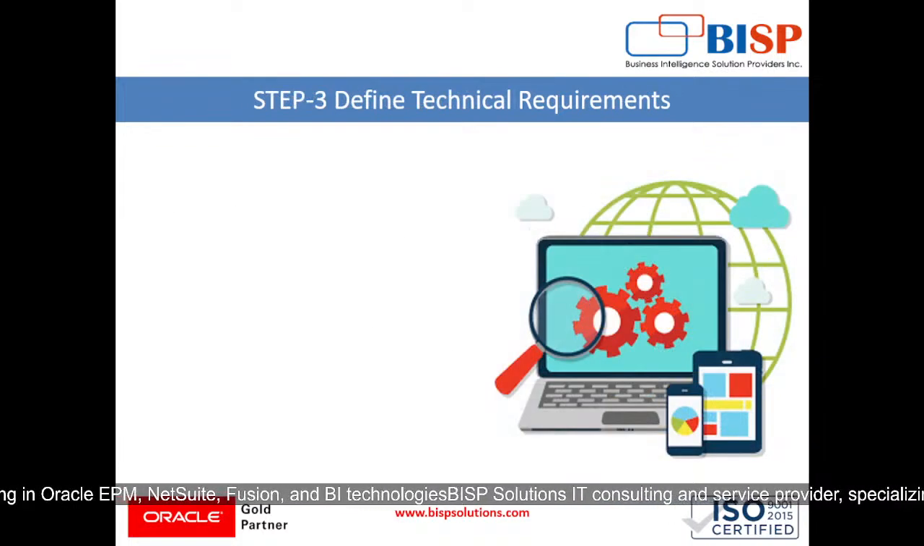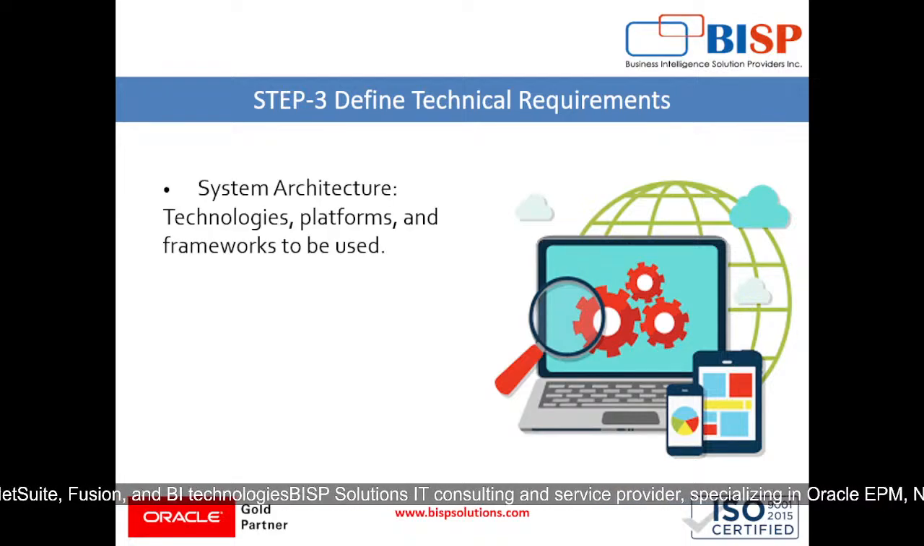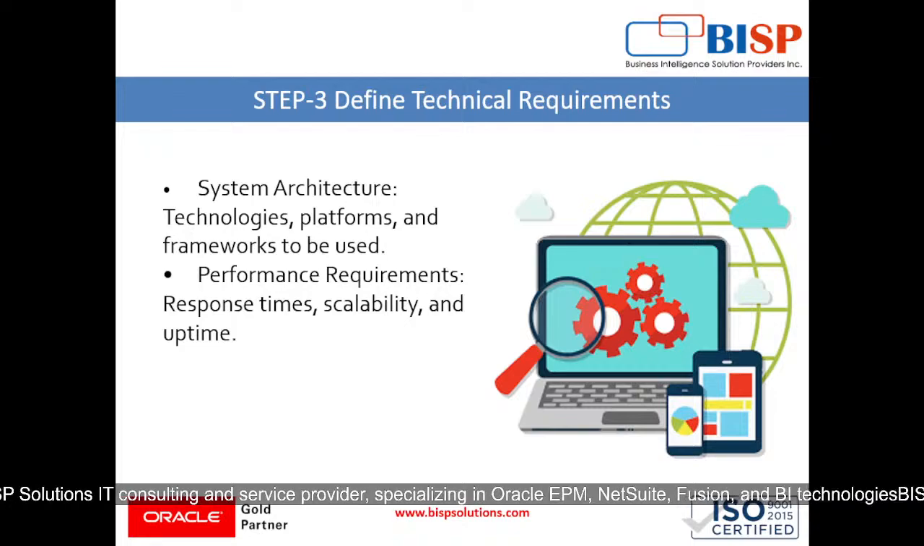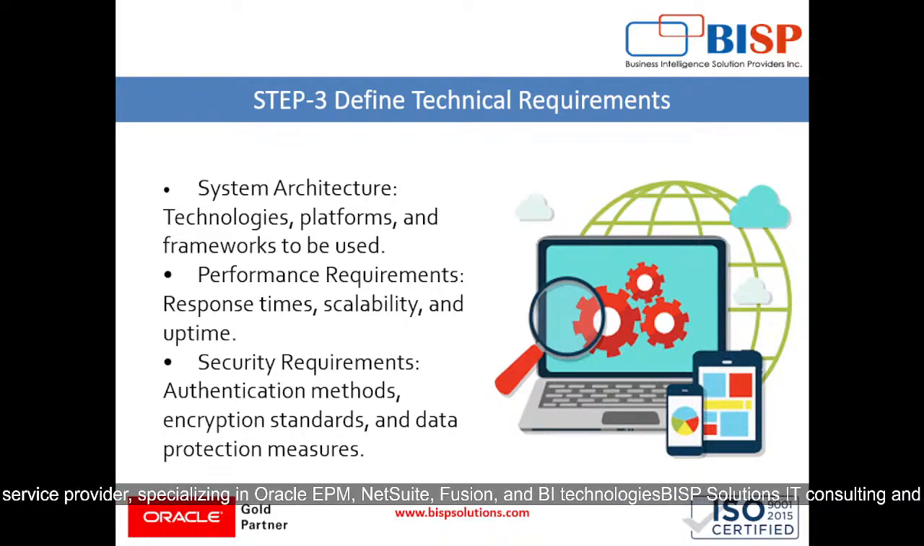Then step 3 is defining technical requirements, which describe how the system will achieve the functional requirements and include system architecture, which means technologies, platforms and frameworks to be used. Then performance requirements: response time, scalability and uptime. And security requirements: authentication methods, encryption standards and data protection measures. For example, the system must be accessible via web browser and a mobile app also.